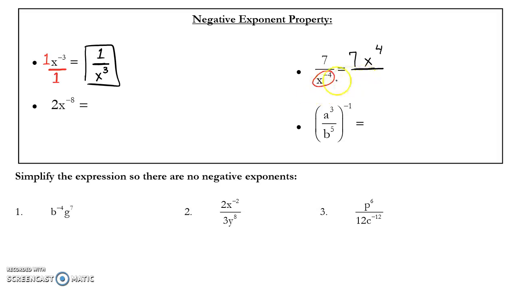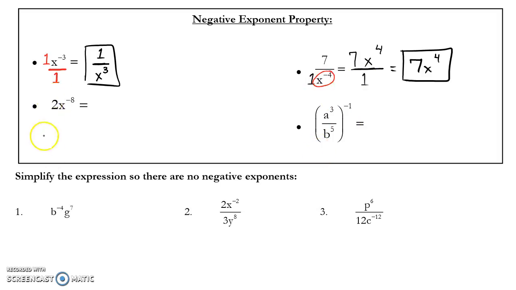So what's in my denominator now? Well, just like in the first problem, there really is a 1 here. So I have a 1 in my denominator. I don't need to write that. I can just write this as 7x to the fourth, moving my x to my numerator. My denominator is 1. I don't need to write that.